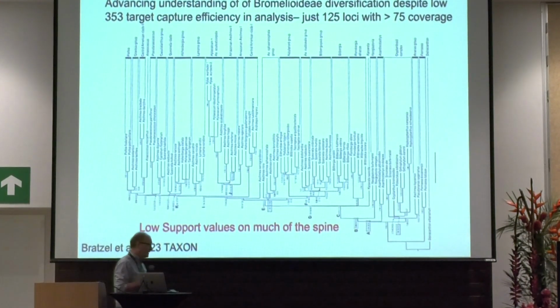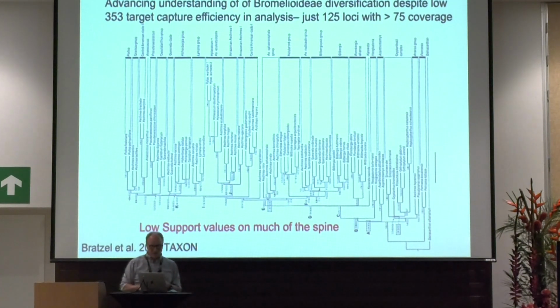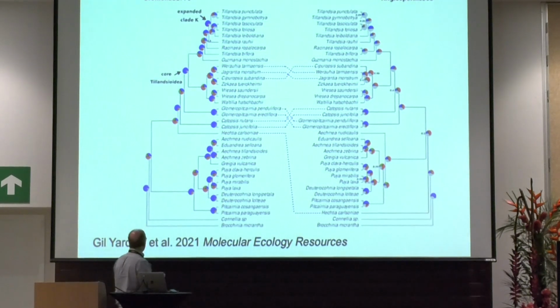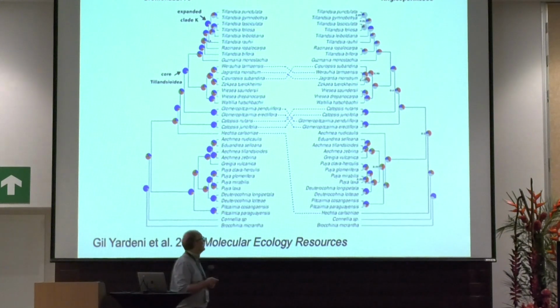It is informative to see that we see parts of the tree where we have very low support, suggesting that there's very rapid diversification occurring in those parts of the tree. Jill Yardini put together this base set that was focused particularly on Tillandsioids, but Bromeliaceae, and we're getting more resolution in the relationships across Bromeliaceae, the family, using more loci.